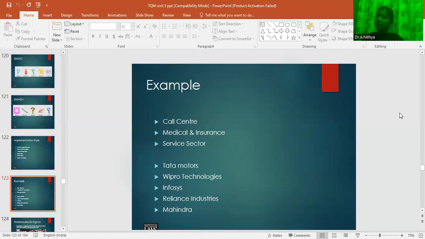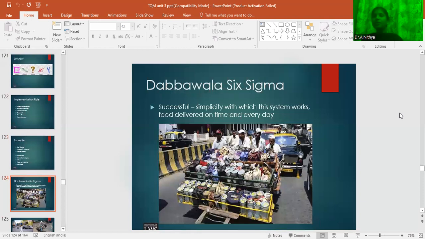Nowadays we can see Six Sigma in call centers, medical and insurance service sectors, and in companies like Tata Motors, Wipro Technology, Infosys, Reliance Industries and Mahindra. You all know the Dabbawala concept. They also applied Six Sigma. How? They delivered the food on time and every day, with the simplicity with which the system works.